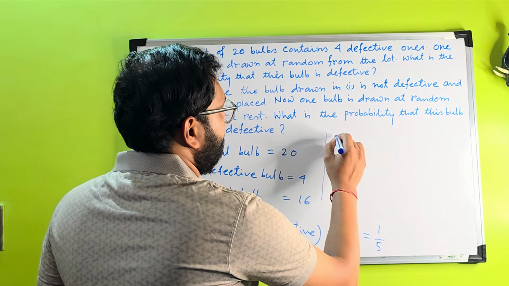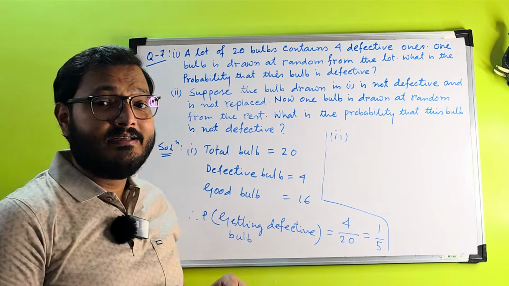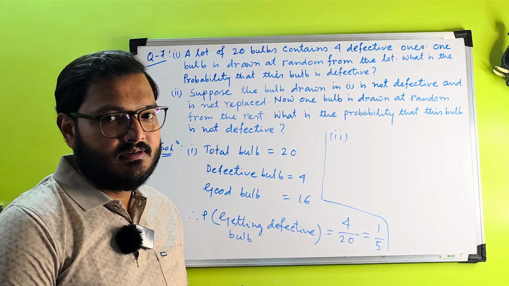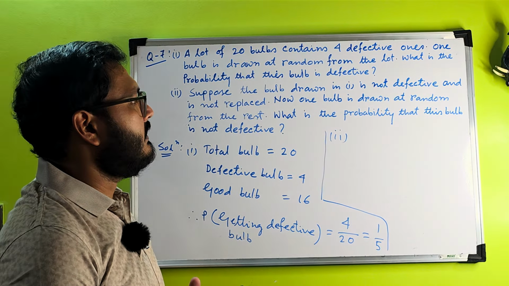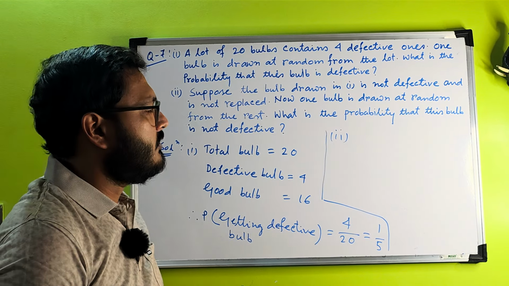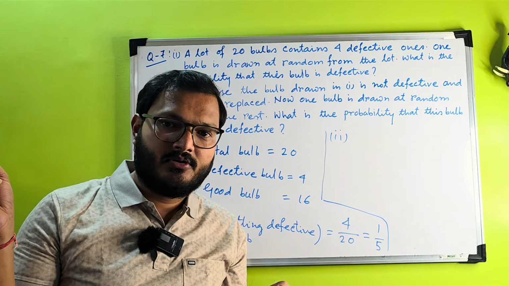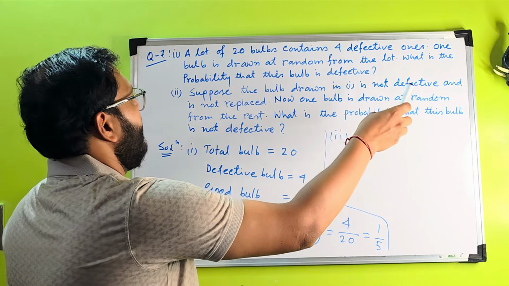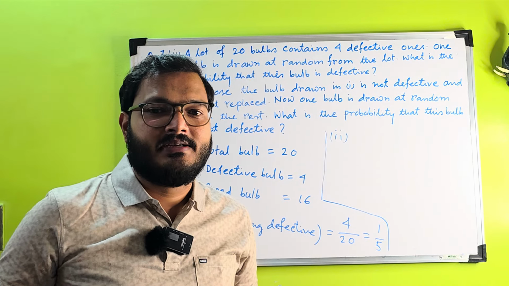And the next sum, number 2. Quite interesting, but not difficult, I'm telling you. It's a very lucid question. Suppose the bulb drawn in question number 1 is not defective. Not defective means a good one. There were 20 bulbs, you drew one, it was a good one, no problem, and it is not replaced. You keep it aside.